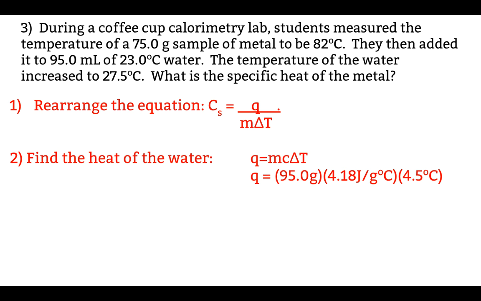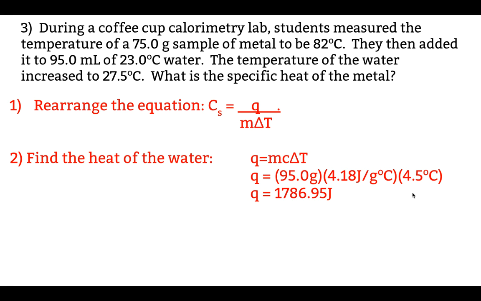So to do this, we're going to take the mass of water. So we have 95 milliliters of water, which is going to translate to 95 grams. It's liquid water, so our specific heat is 4.18 joules per gram degree Celsius. And then our change in temperature, it started at 23 and went up to 27.5. So that's a change in temperature of 4.5 degrees Celsius. So that means that the heat that the water absorbed was 1,786.95 joules.